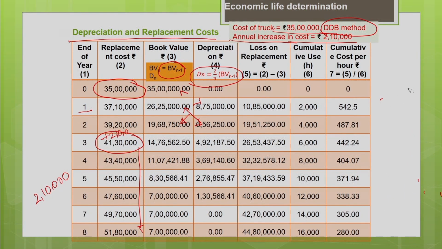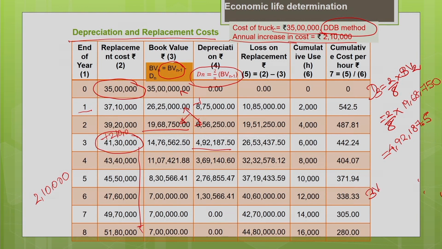So, now we are going to calculate the depreciation for the third year. Depreciation for the third year is nothing but 2 by 8 into book value at the end of second year. So, 2 by 8 into book value at the end of second year is nothing but 19 lakh 68,750. So, that gives you the depreciation for the third year as 4 lakh 92,187.5.